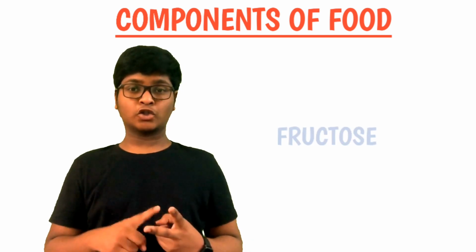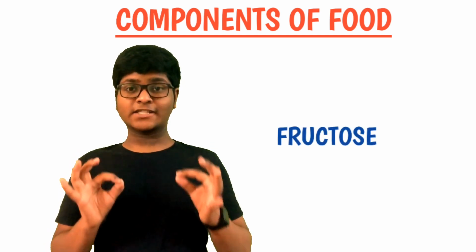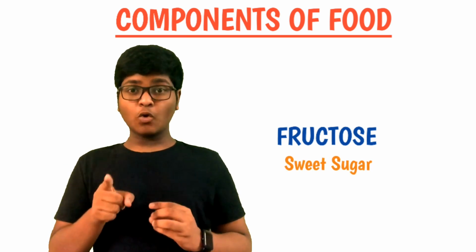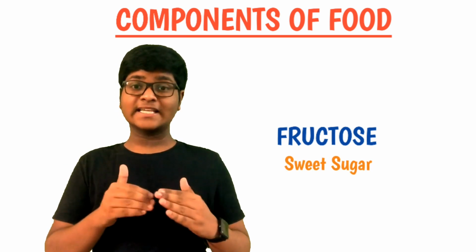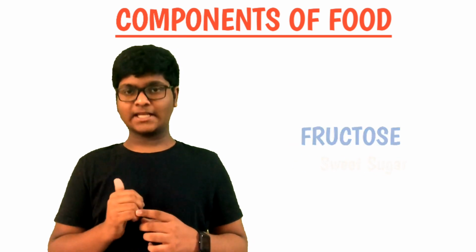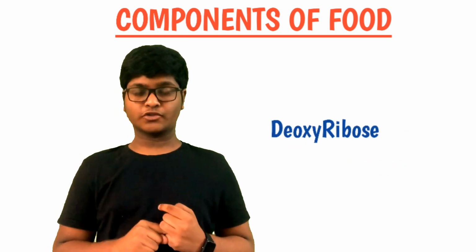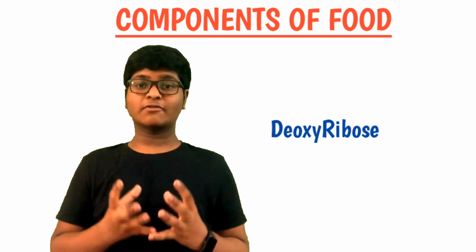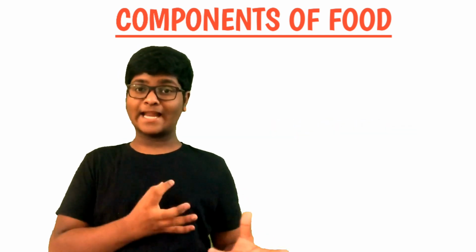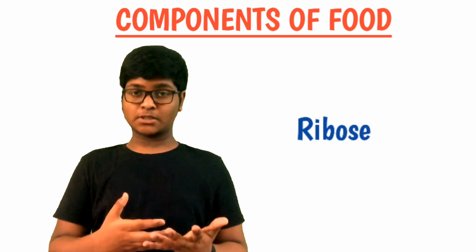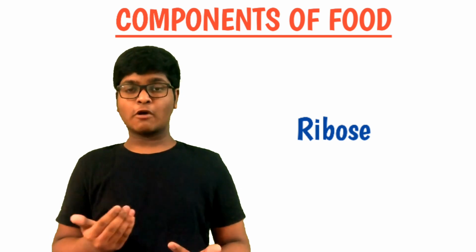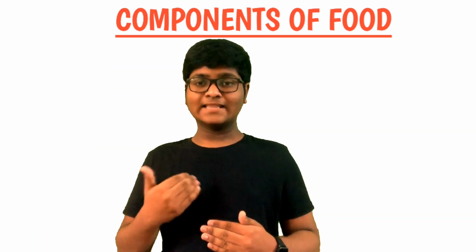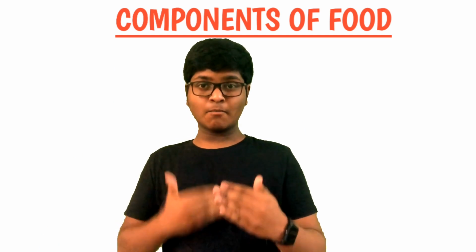Let us learn about fructose. Fructose is the sweetest sugar, hence it is also known as the sweet sugar. And you know what? Fructose is seen in all fruits except grapes. Let us learn about deoxyribose. Deoxyribose is a sugar present in the nucleic acid known as deoxyribose nucleic acid. And ribose is a substance that is present in the nucleic acid which forms ribose nucleic acid. And these are the 4 examples that can be referred under the monosaccharides.